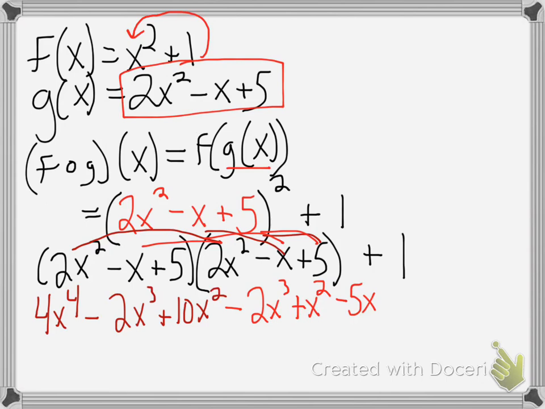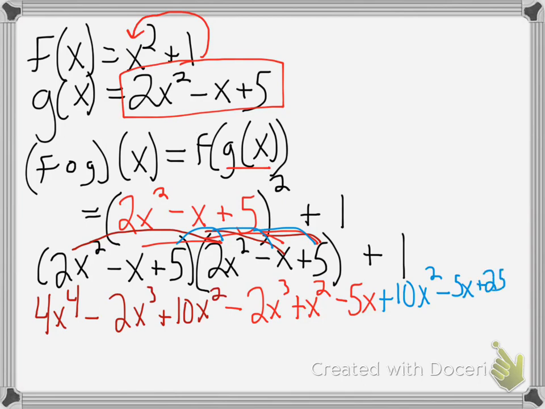And then at the end, let me change the color one more time. We'll do a blue color. Now I'm going to distribute the 5. So it becomes plus 10x squared minus 5x plus 25.